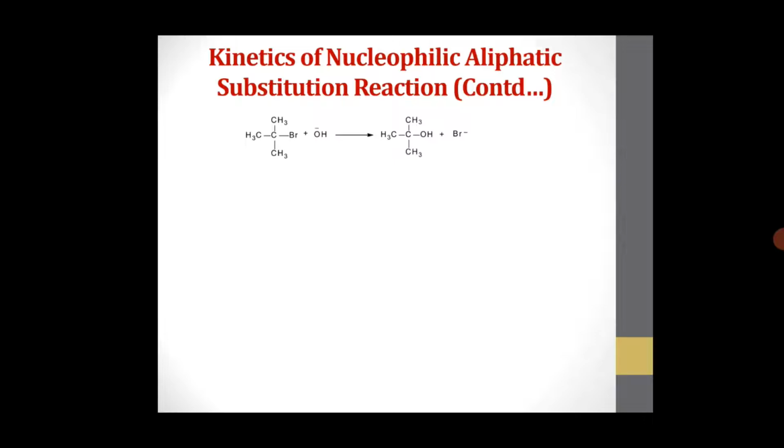But look at this reaction. Tertiary butyl bromide reacts with hydroxide ion to give tertiary butanol plus bromide ion. This is an SN1 reaction.